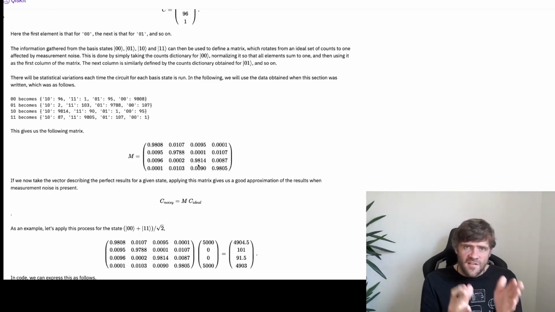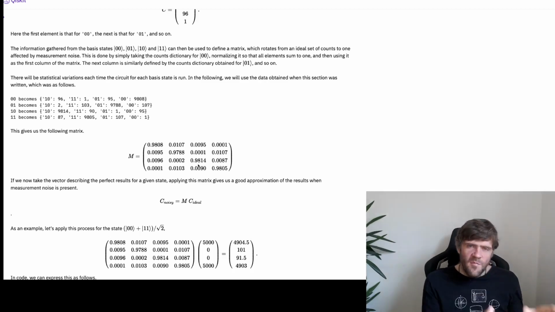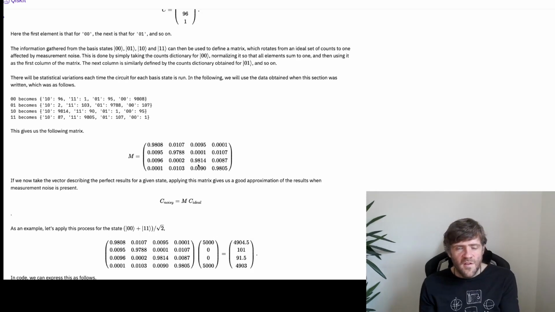And the next one is the vector describing what happens when we prepare a 1, 0. And the next one is a vector describing what happens when we prepare a 1, 1. So we've looked at preparations of what all of the output states should look like if we know that it should be a 0, 0, if we know that it should be a 1, 1, if we know that it should be a 0, 1, if we know that it should be a 1, 0.